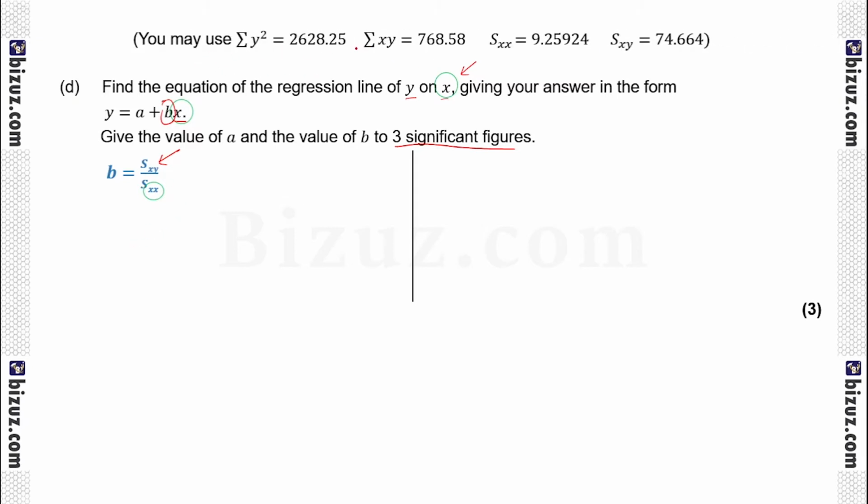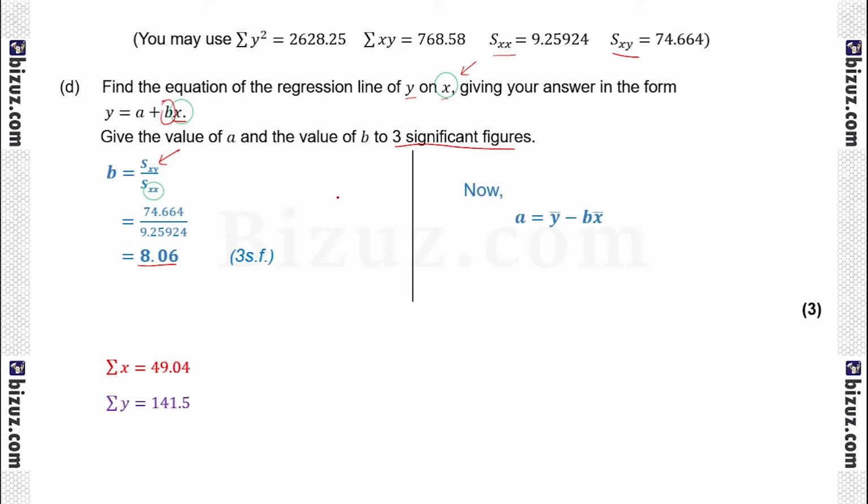Okay, and we are also going to need some of the information here. So that's for reference. Now we have s sub xy and we have s sub xx, so we should be able to find the value of b, and it comes out to be 8.06 to three significant figures. All right.